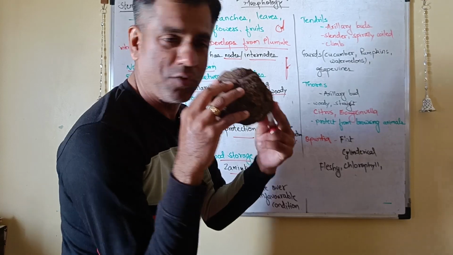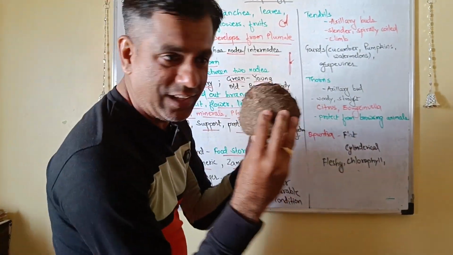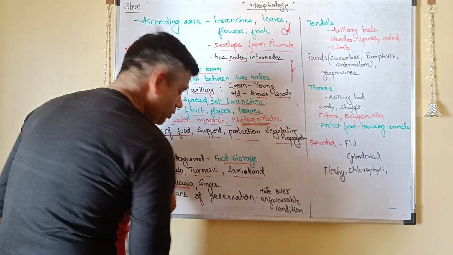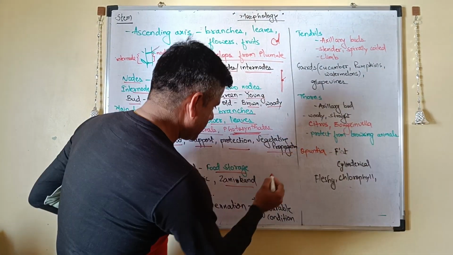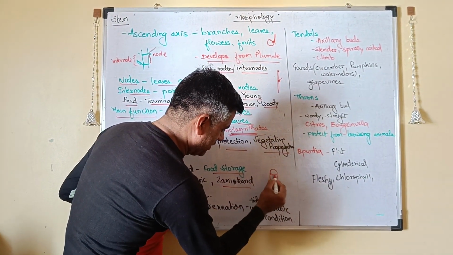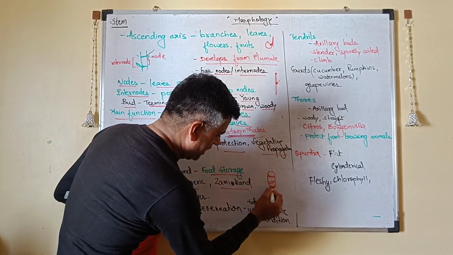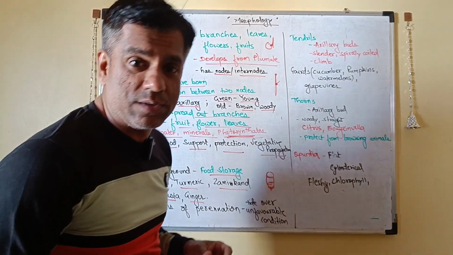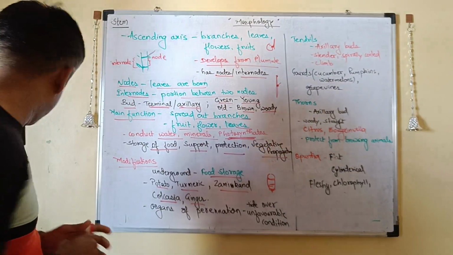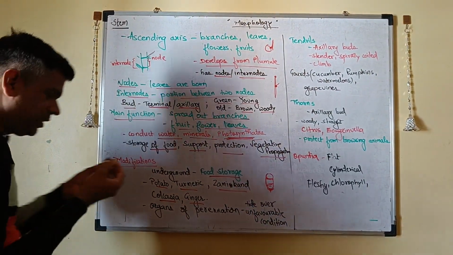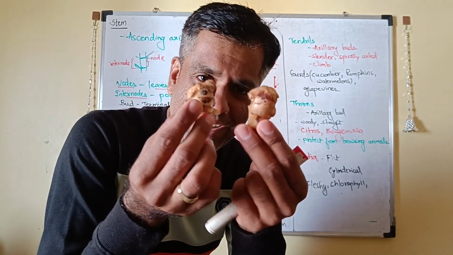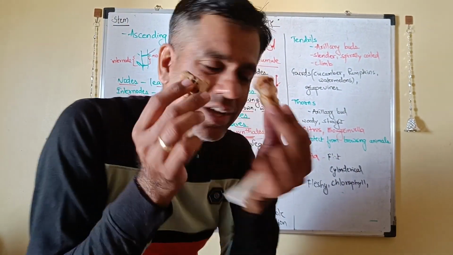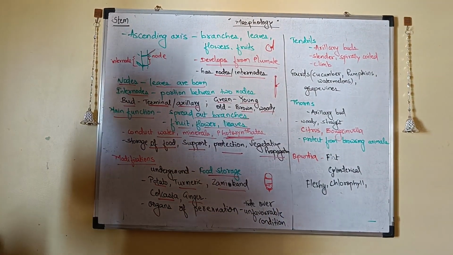It is also called amorphophallus, or suran in Hindi. Then you have colocasia, arbi, which you can call the little child of zamin khand, and you make very nice dishes out of it. You have ginger, which I have here. You can see distinct nodes and internodes here. So this ginger is also your stem.